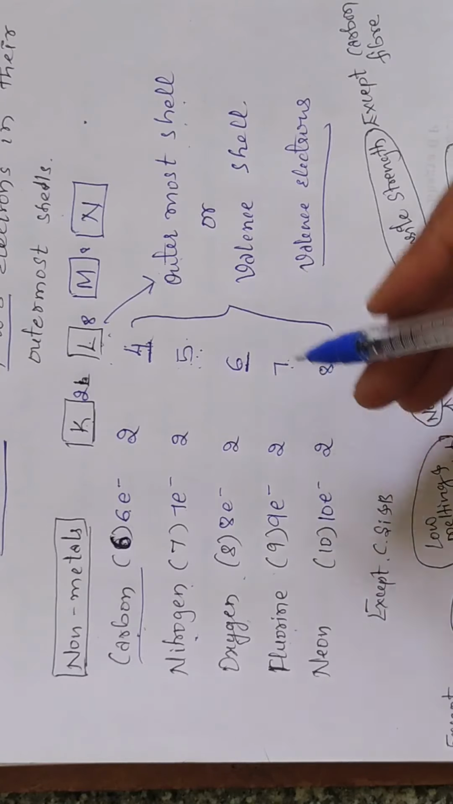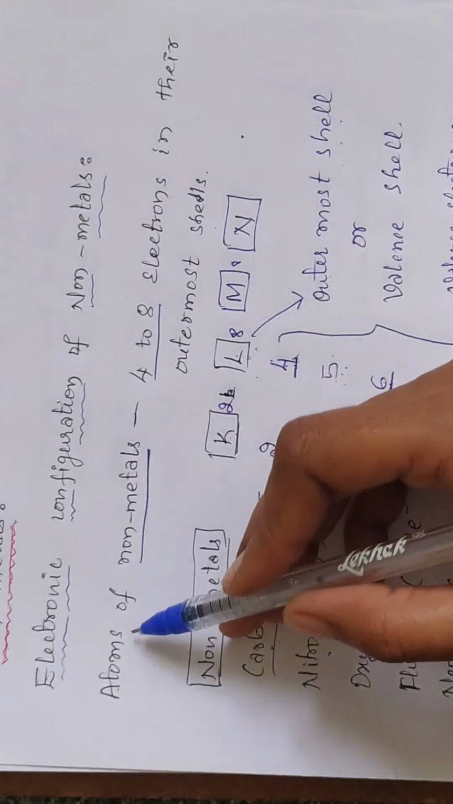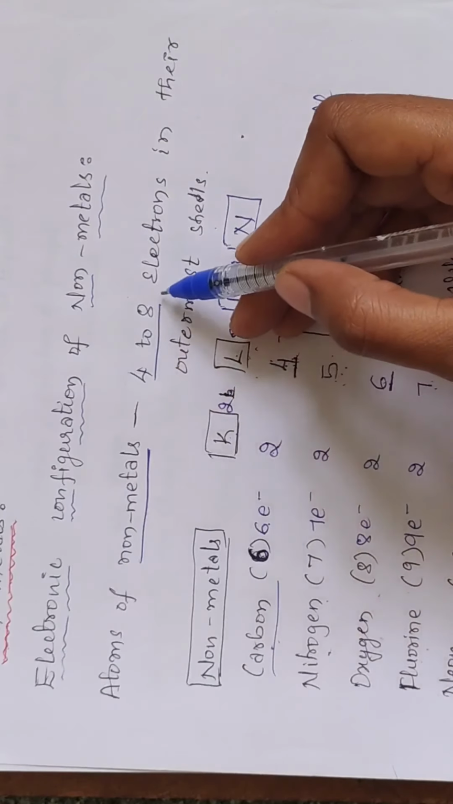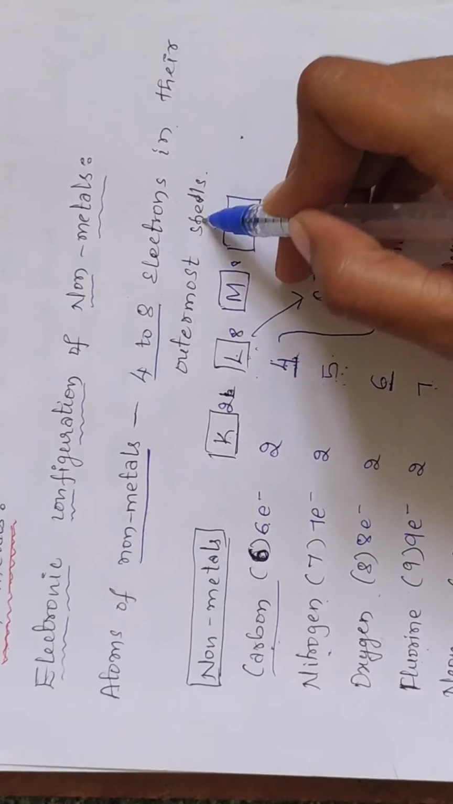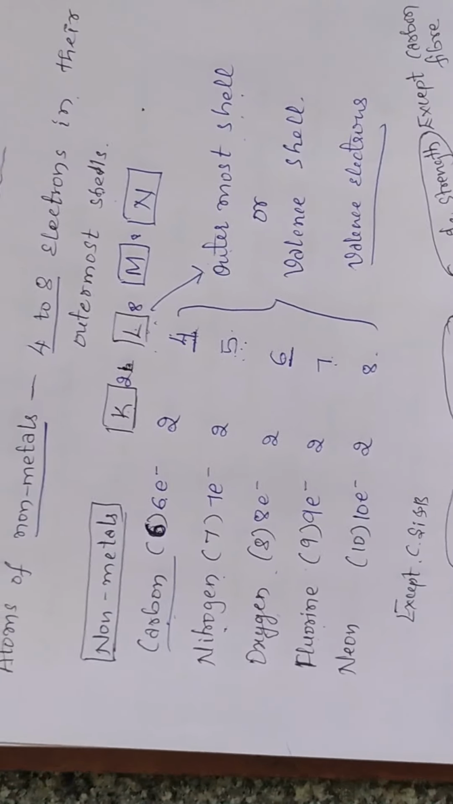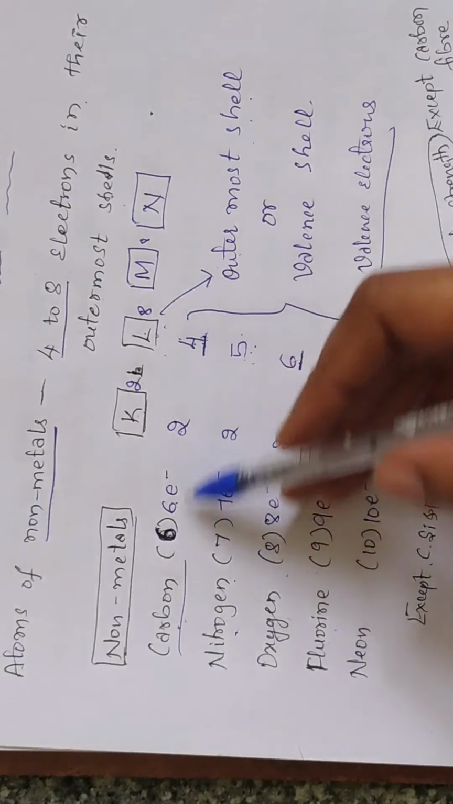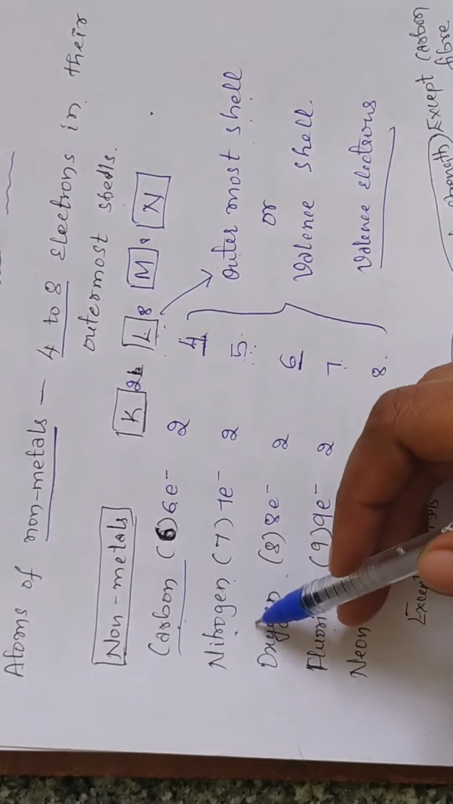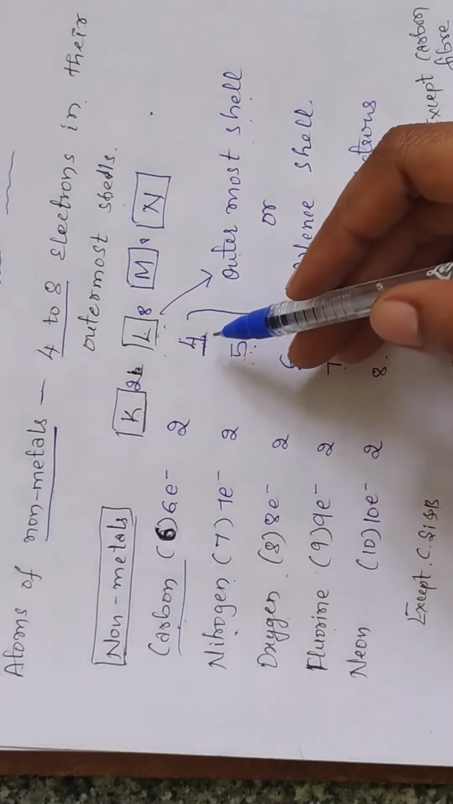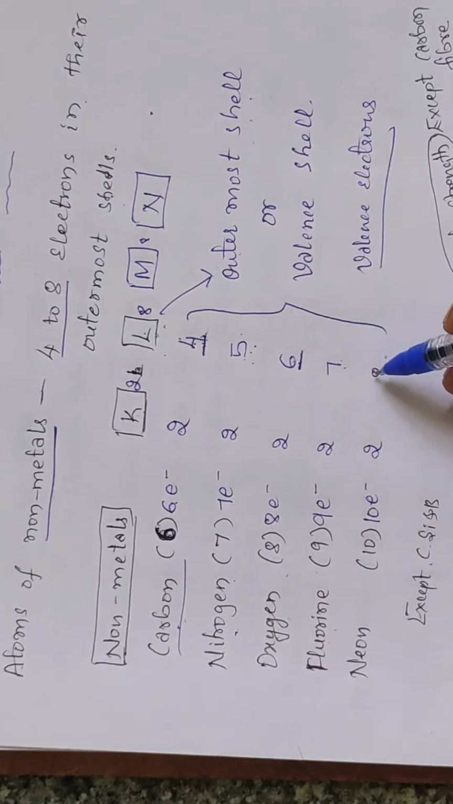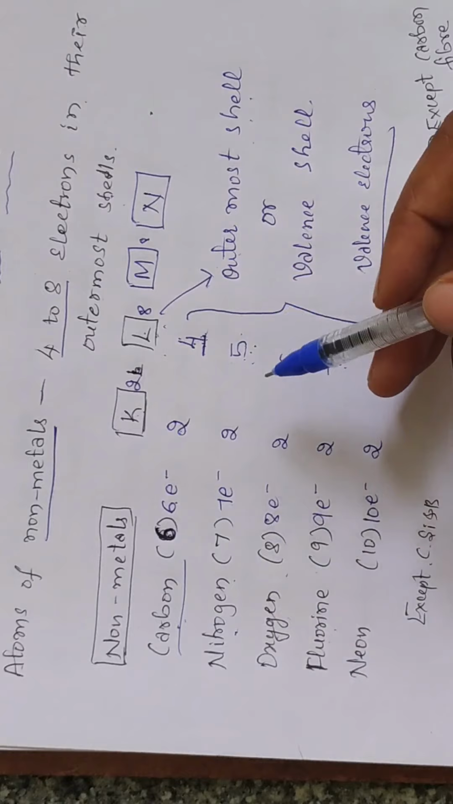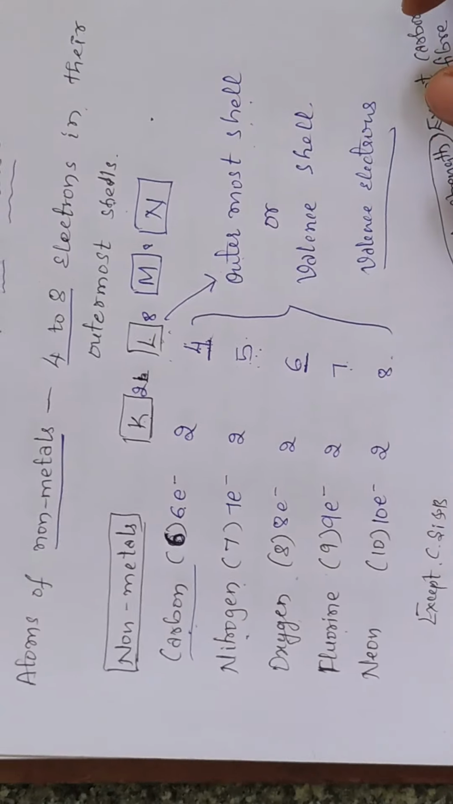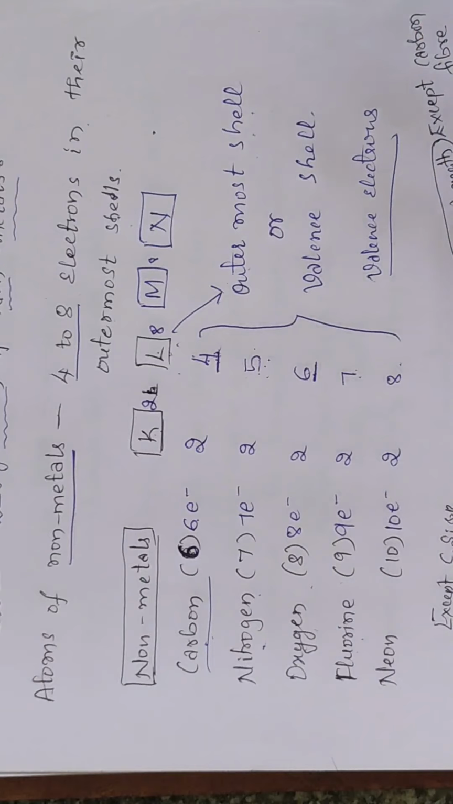I told initially that atoms of non-metals have 4 to 8 electrons in their outermost shell. You can observe it in these examples. These are all non-metals, and the atoms of all these non-metals have an electron number between 4 and 8. So atoms of the non-metals have 4 to 8 electrons in their outermost shell. This is the electronic configuration of non-metals.